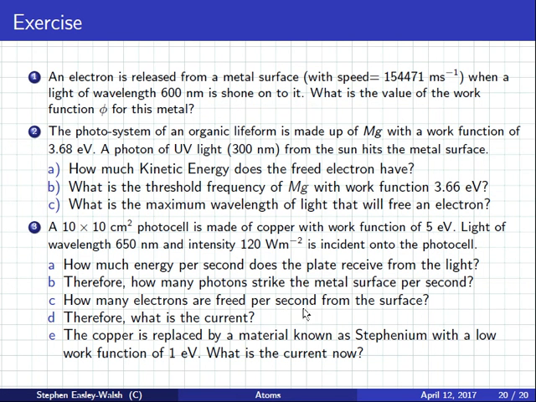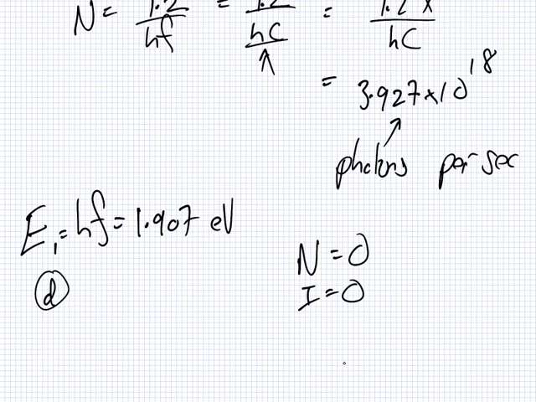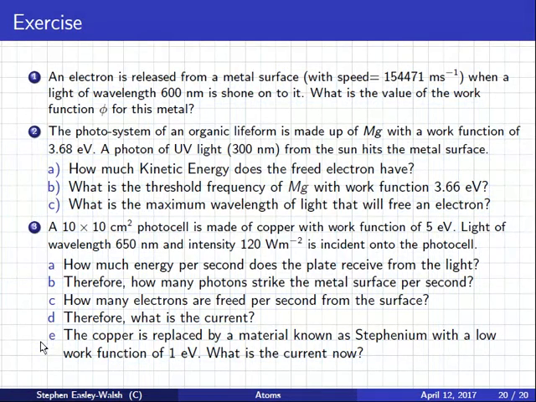The answer is 0. So that means for part D, the current is 0 as well. There is no flow of electrons, so there's no current. More interestingly is part E. If I replace the copper with a material which I made up, stevinium, with a low work function of 1 electron volt, what is the current now?